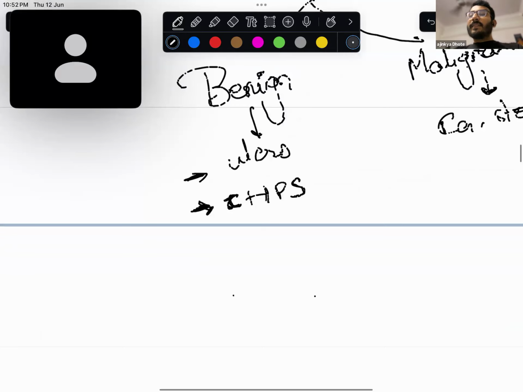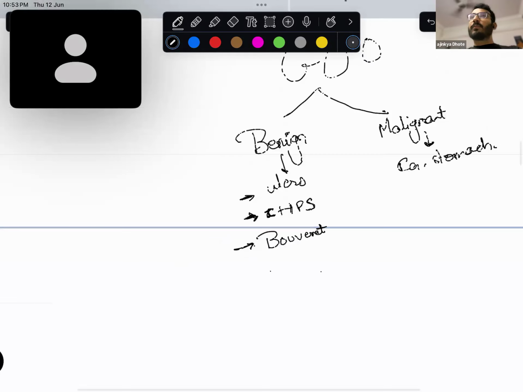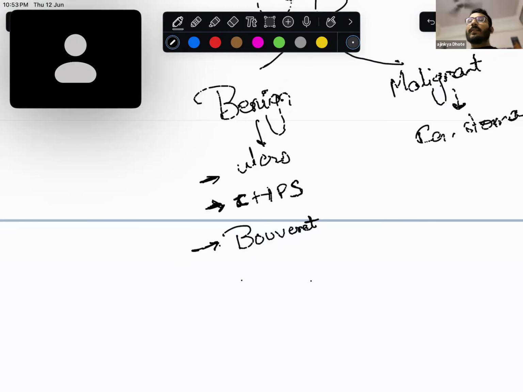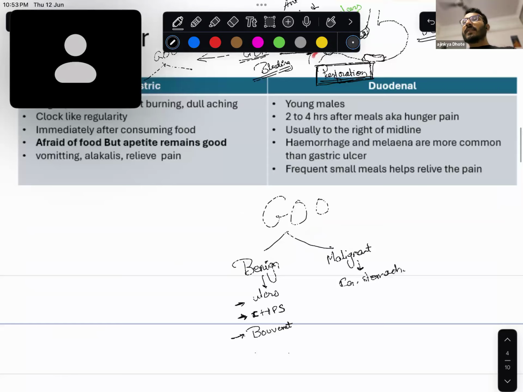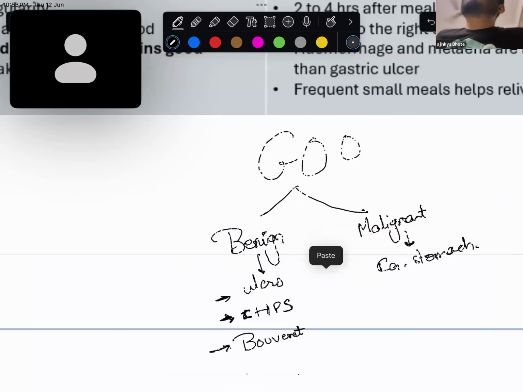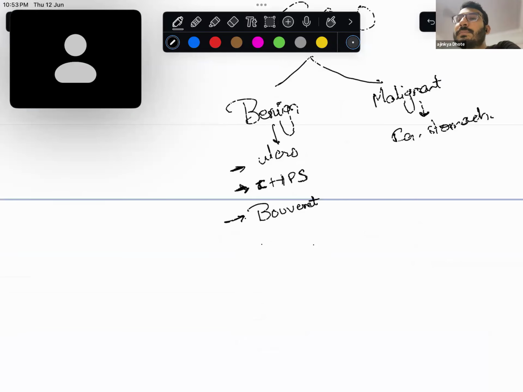There's one more reason for GOO, that is Bouveret syndrome. Right now I'm not going to tell you exactly what Bouveret syndrome is. I want you all to go and search what exactly it is, and maybe tell me later or text later, whatever is fine. It's not very common, but many times you are asked this question in theory: what exactly is Bouveret syndrome? The spelling is what is written over here.